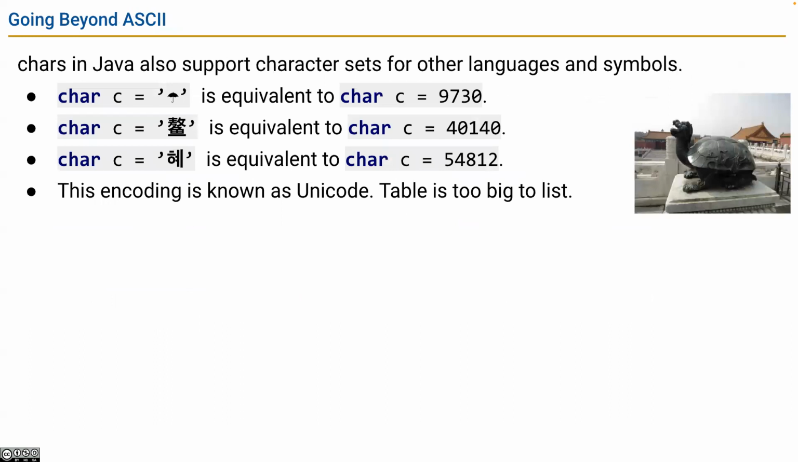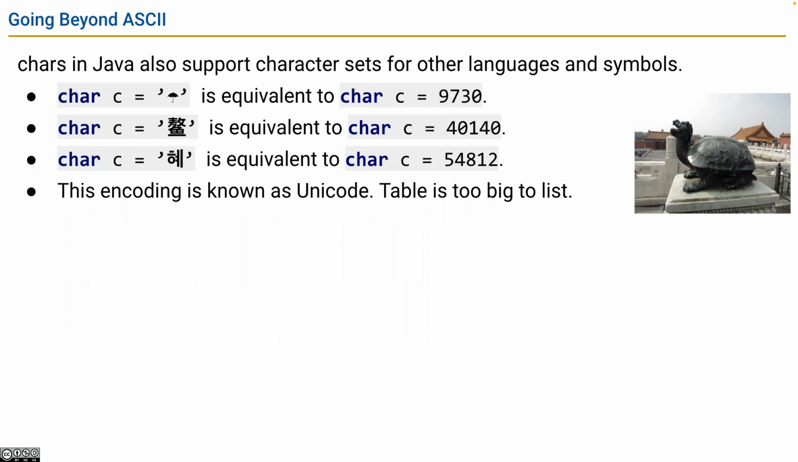And so it turns out that in Java, characters also support other languages and symbols. For example, this umbrella character, for the Travelers insurance company or something, is c equals 9,730. This turtle character is equivalent to 40,140. Here's that turtle. Here's something in Korean. That's 54,812. So this encoding is known as Unicode.